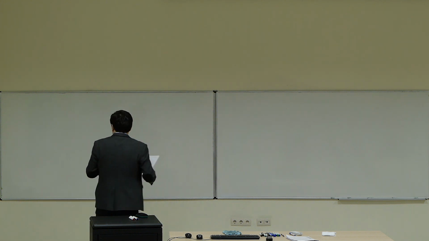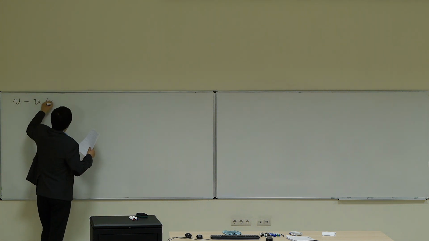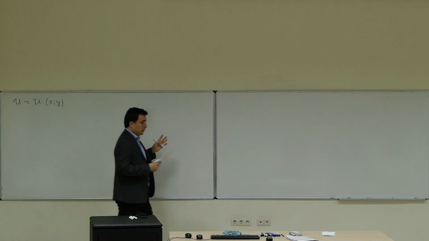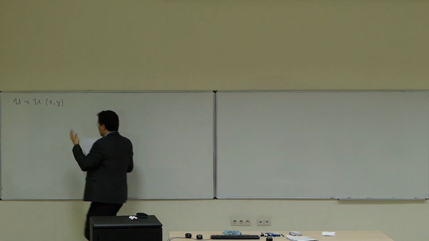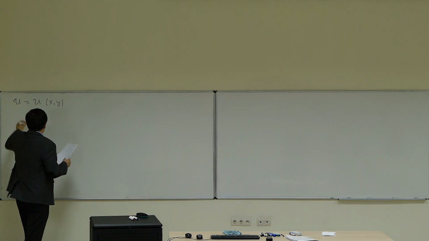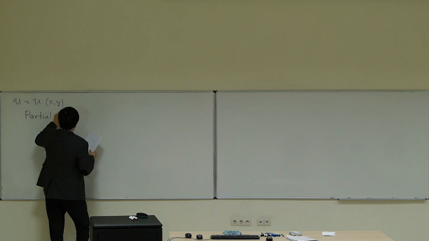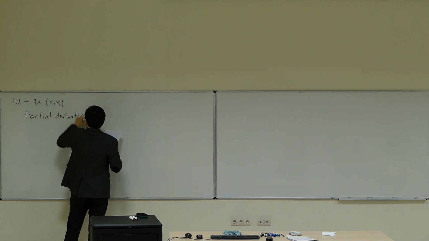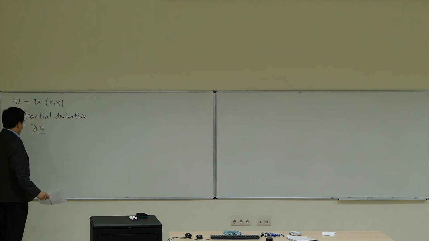Okay, so suppose you have a two-dimensional function. Let's call it u. U is a function of, let's say, x and y. It's a two-dimensional function, and the partial derivative of u with respect to x is defined in the following way. Partial derivative: ∂u/∂x, this is how we write a partial derivative.